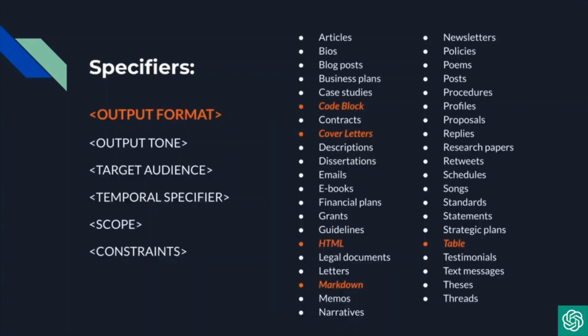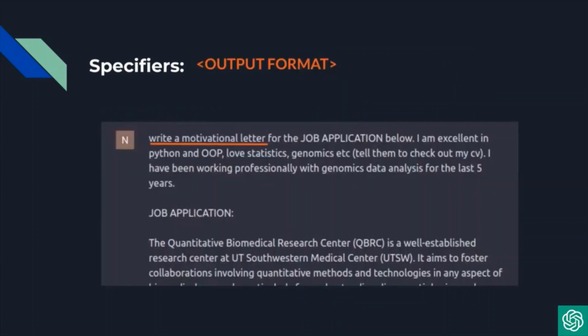We'll now move on to specifiers. Specifiers are the words, adjectives, or nouns that tell the model what you want the output to be like. The first of the group of specifiers is the output format. It's crucial to specify the output format you want because otherwise the model doesn't know what you're looking for. Some of the examples that I regularly use are code block, cover letter, HTML, markdown, table, etc.